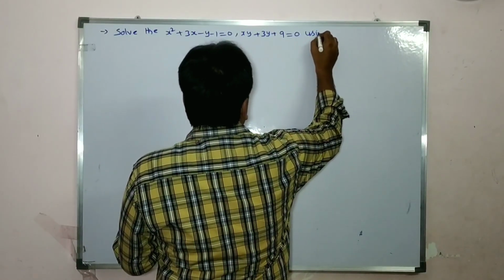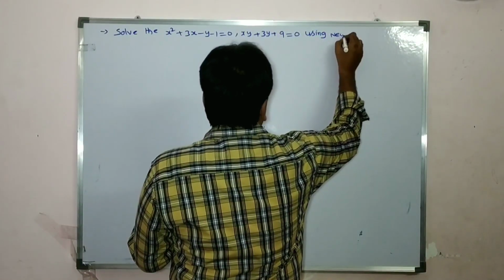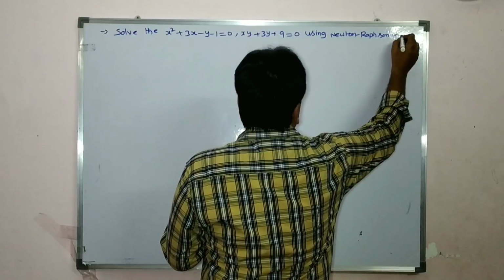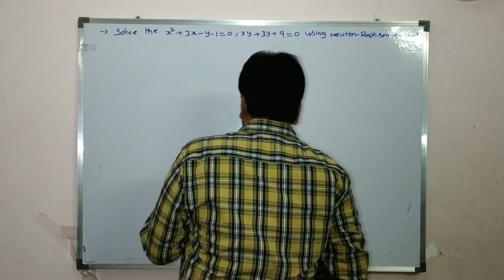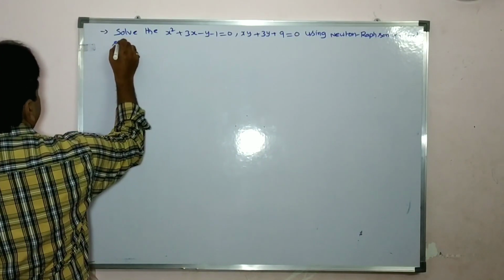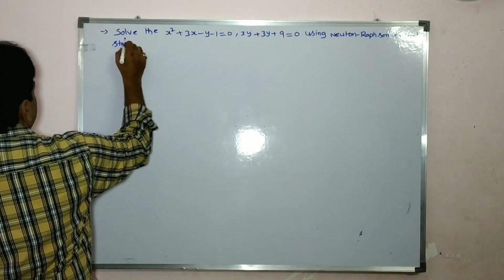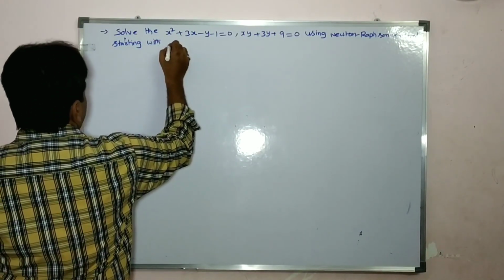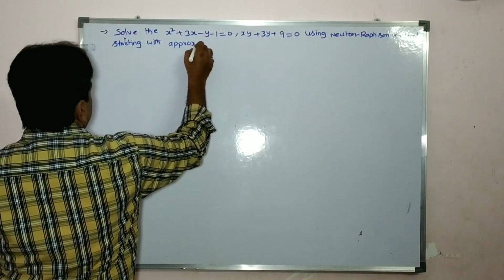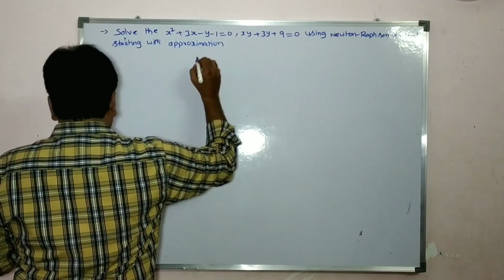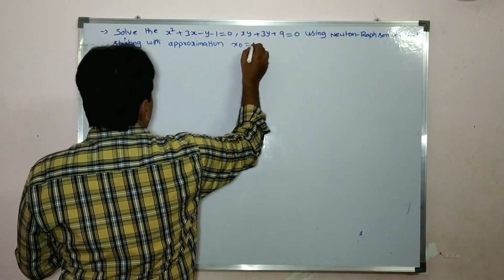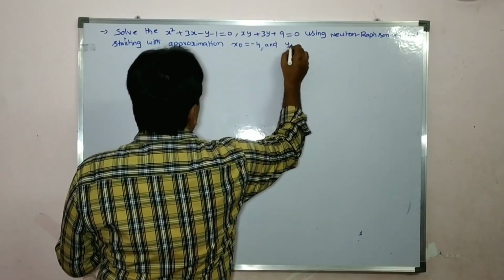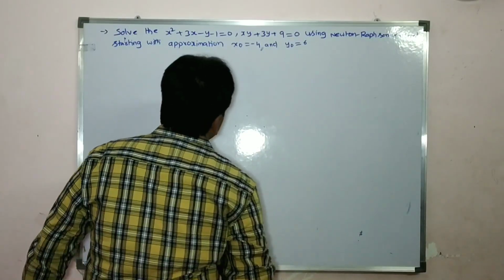using Newton-Raphson method. Using Newton-Raphson method, starting with approximation x0 is equal to minus 4 and y0 is equal to 6.